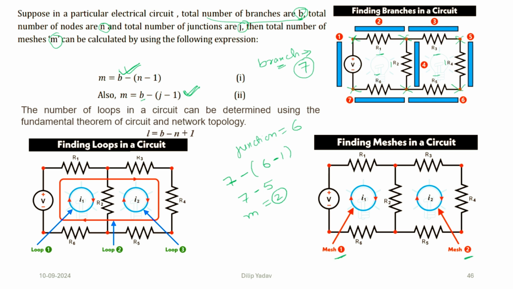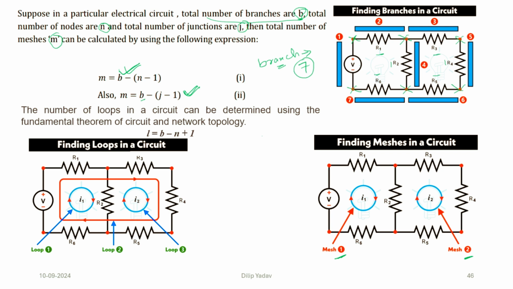Now we are going to calculate number of the loops. So the loops can be calculated by L is equal to B minus of N plus 1, where N represents the node. Now we need to find out the node. So if I take this circuit, and I redraw it so that it can be easily understood.